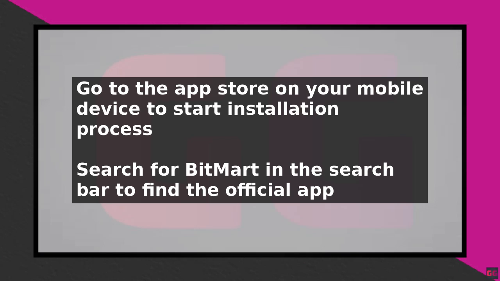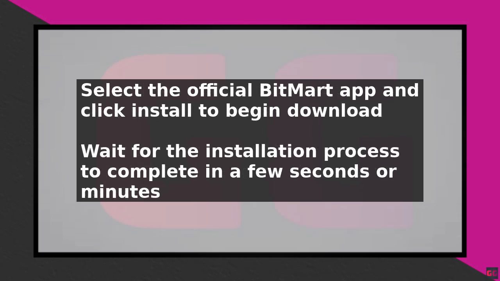Make sure to choose the official Bitmart app to avoid any potential scams or fake apps. Once you have selected the app, click the Install button to begin the download and installation process. Depending on your device and internet connection, this process may take a few seconds to a few minutes. After the installation is complete, click the Open button to launch the Bitmart app.